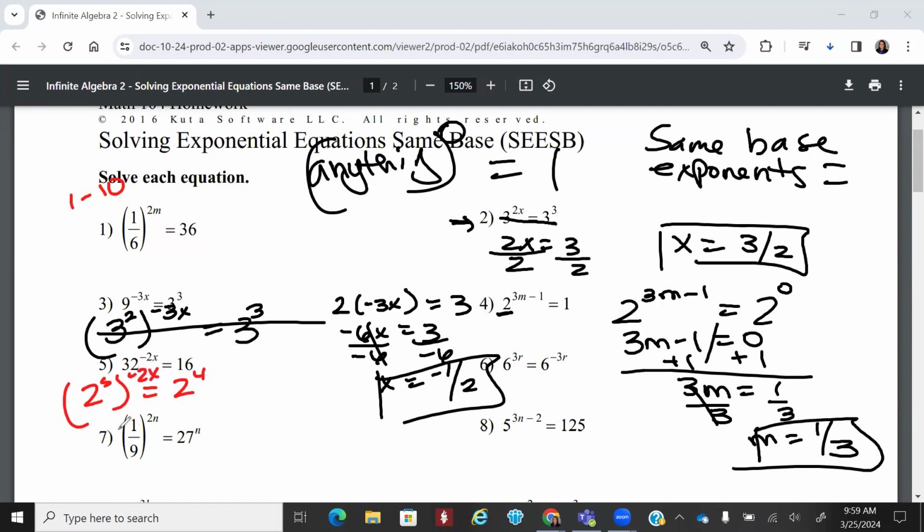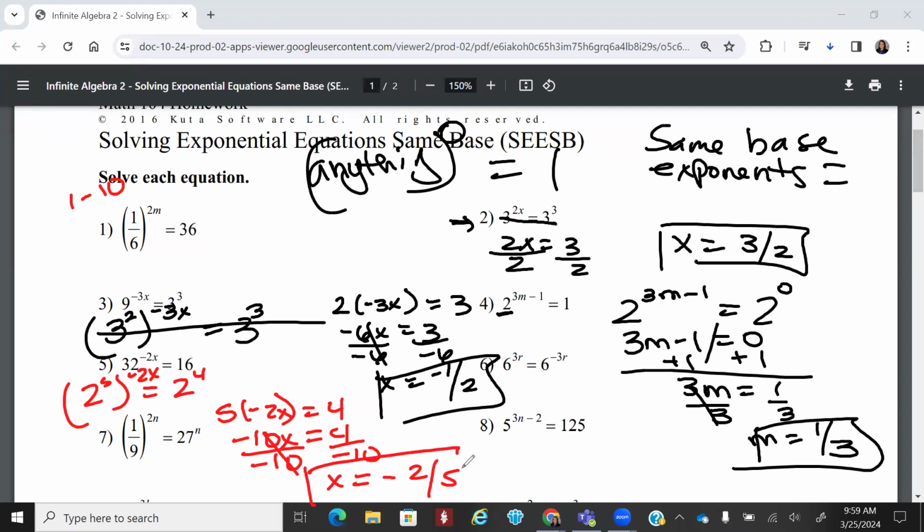Now the bases are the same. So we can drop the base and set the exponents equal to each other and then solve. So this would give me negative 10x equals 4, divide by negative 10. So x is going to equal negative 2/5 if we simplify.